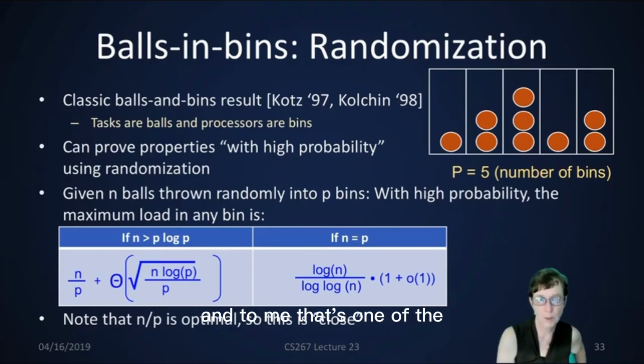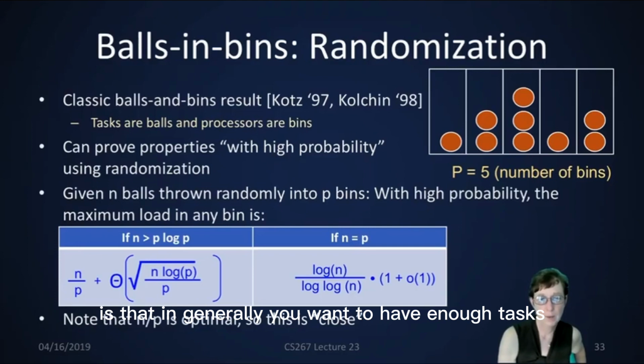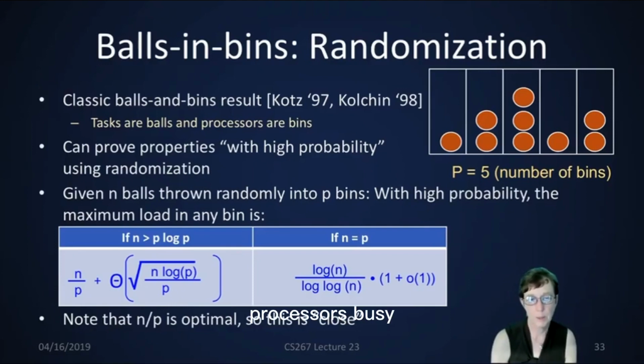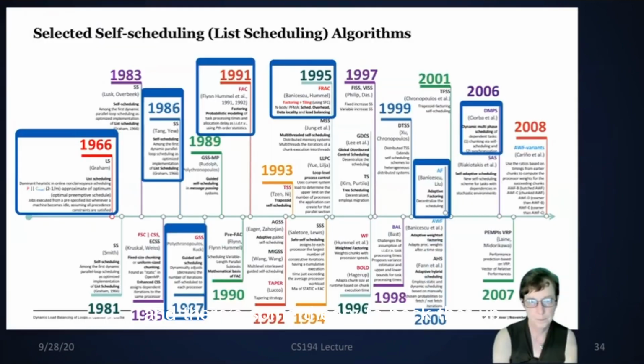And to me, that's one of the things that you take out of this theory, is that in general, you want to have enough tasks. P log p is probably a good number of tasks to have. If you've got only P+1 or P+3 or even 2P tasks, that's probably not enough tasks, if you're trying to do work stealing, to keep all of the processors busy. But if you've got log P of them per processor, that'll probably give you much better load balance. And there's some theory to back that up.